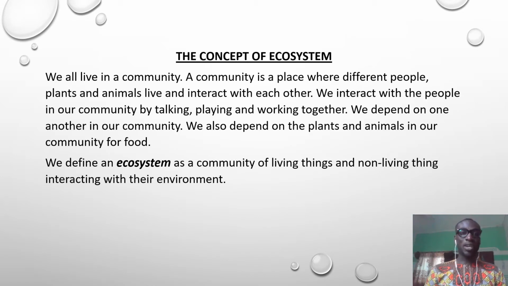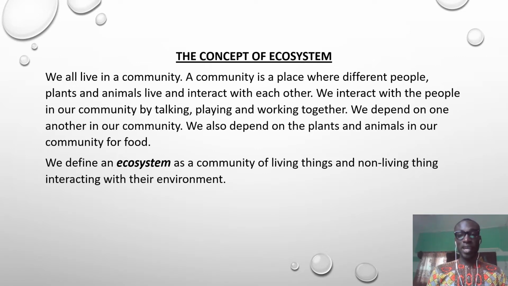So we all live in a community, and a community is a place where different people, plants, and animals live and interact with each other. We interact with the people in our community by talking, playing, and working together. We depend on one another in our community. We also depend on the plants and animals in our community for food.